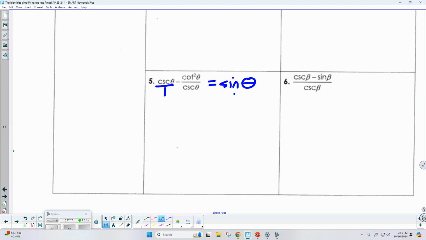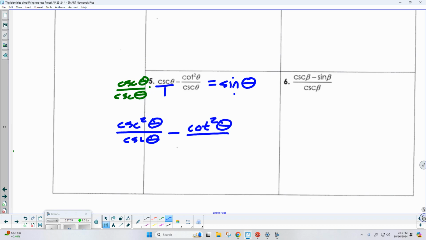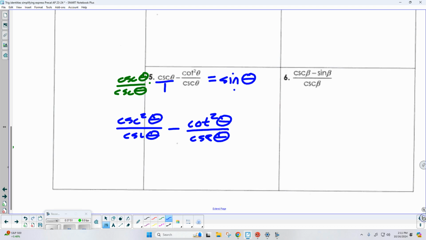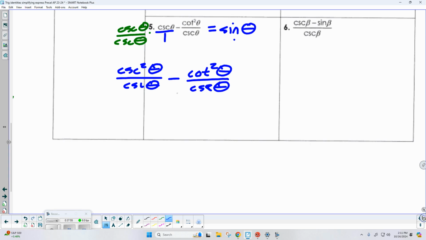Cosecant. So just like we did before, I'm going to multiply both the numerator and denominator by that cosecant. So this is what it's going to give me. Cosecant squared over cosecant theta, then minus cotangent squared of theta over cosecant of theta. So I created a common denominator. I can go ahead and pull these together. So this is now going to be cosecant squared minus cotangent squared all over cosecant.